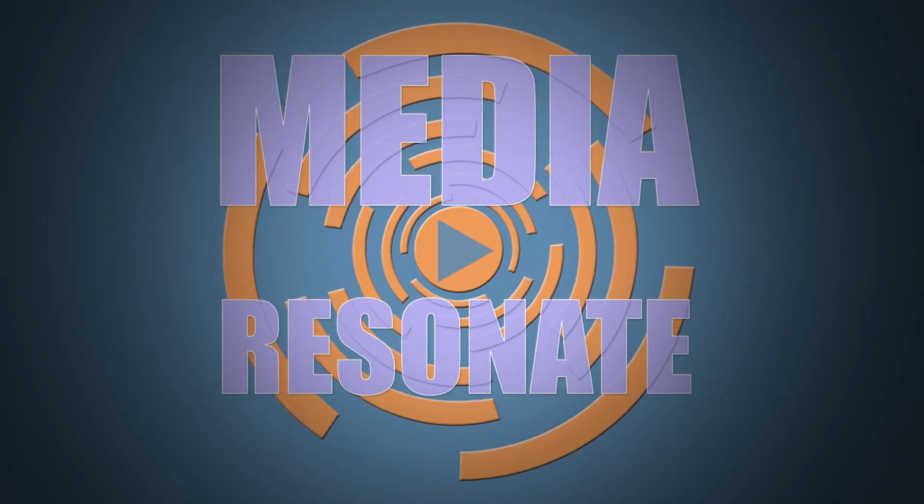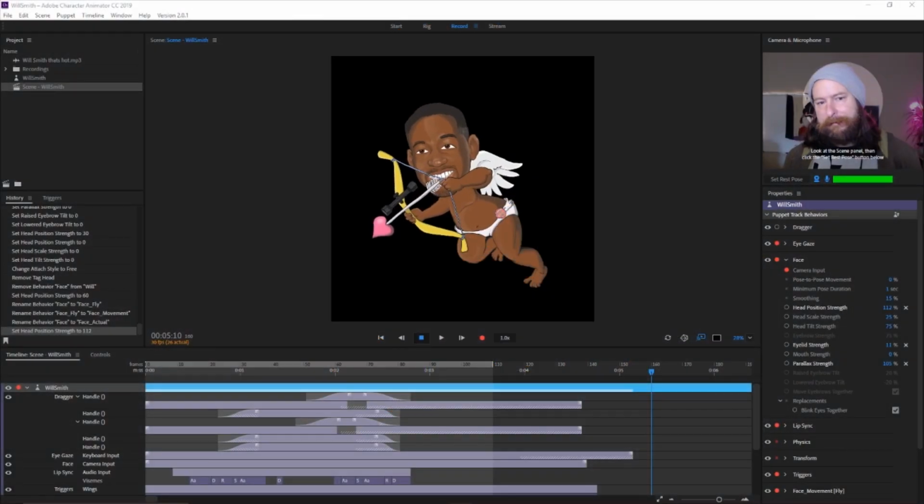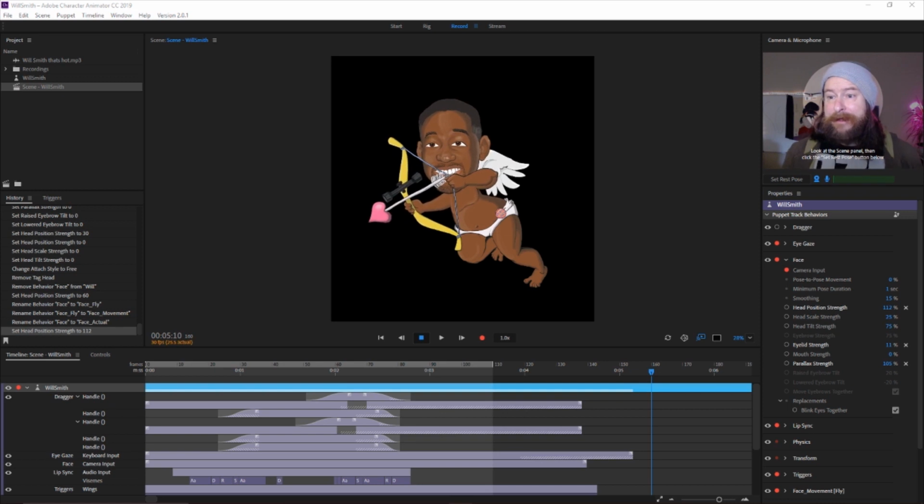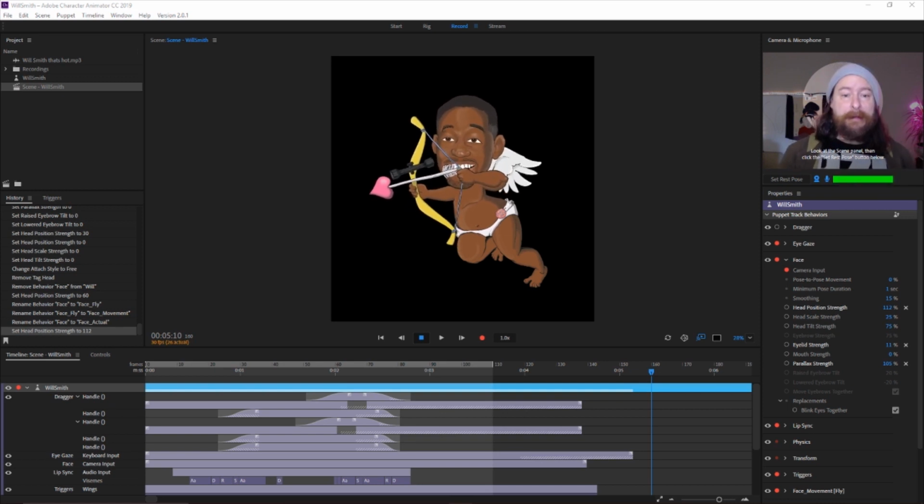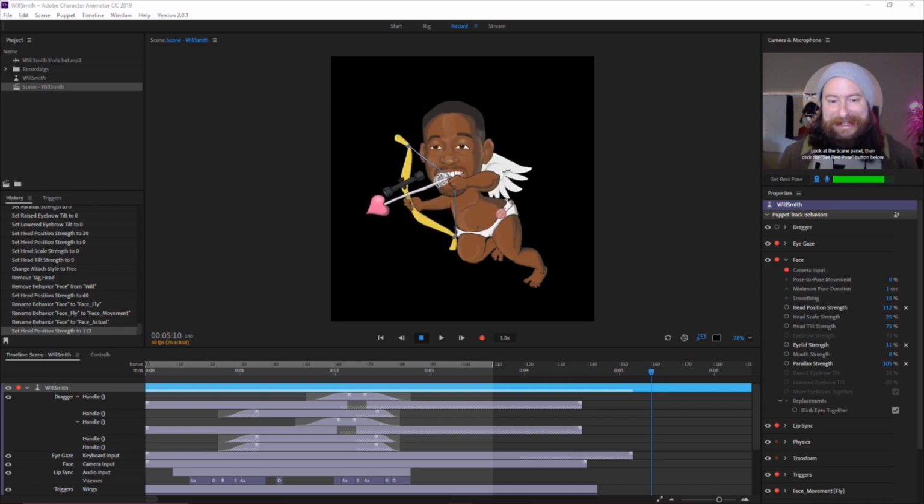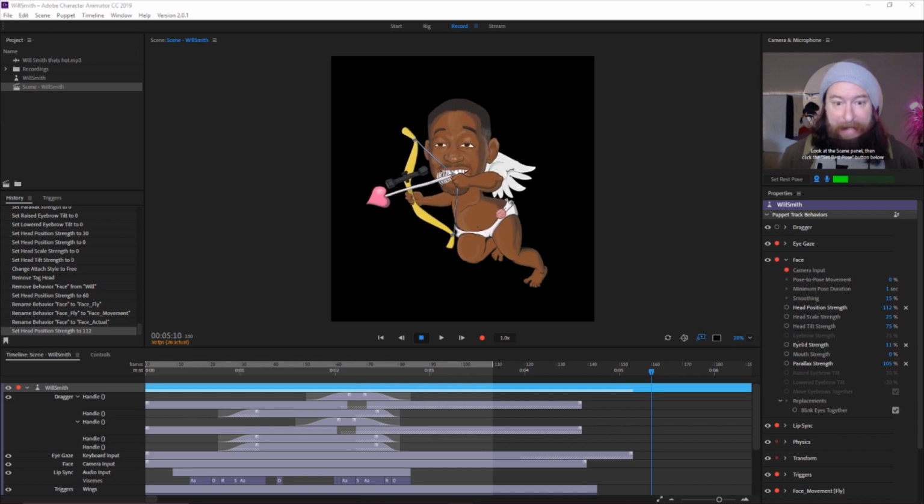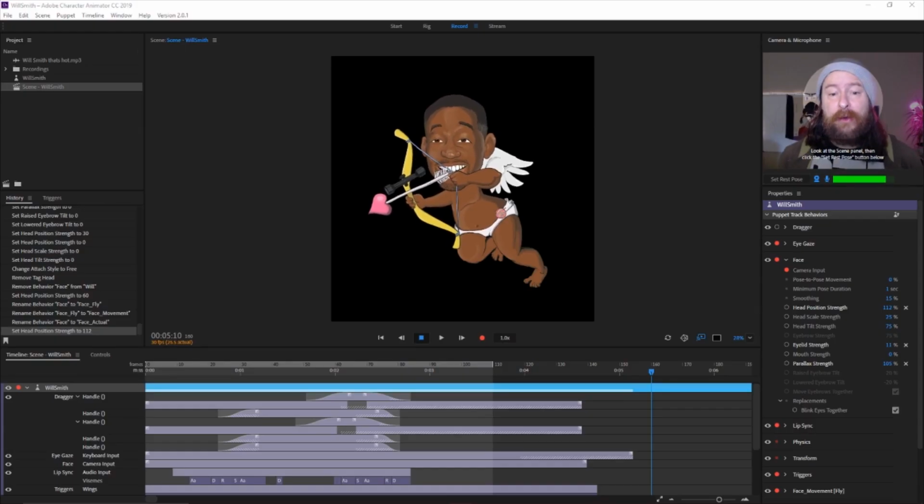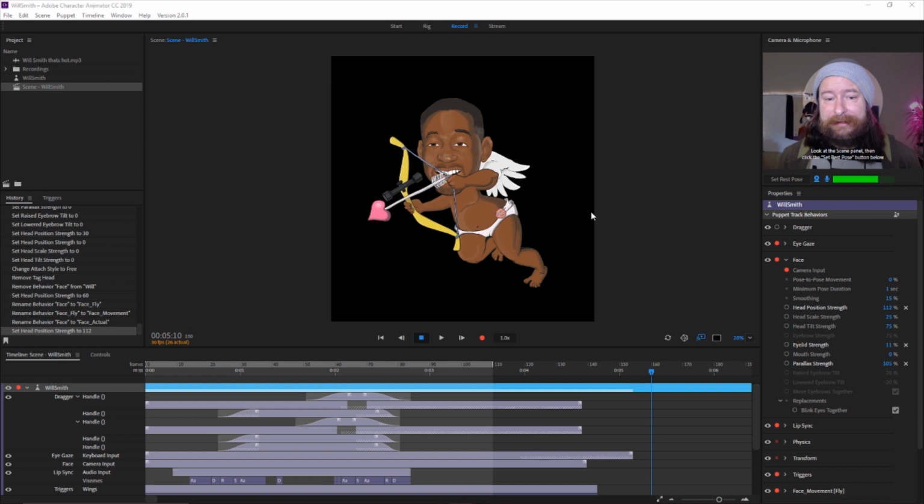All right, everybody, so this is the Will Smith as a cherub puppet that I made for Valentine's Day. In retrospect, I probably should have made the genie, as that is currently very hot. That's hot. Okay, so let's take a look at how I set this thing up.